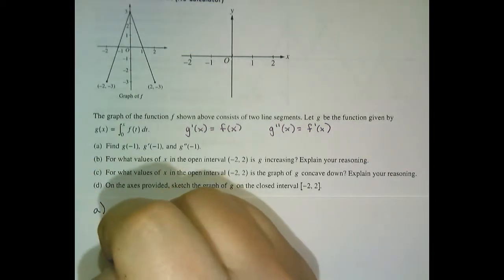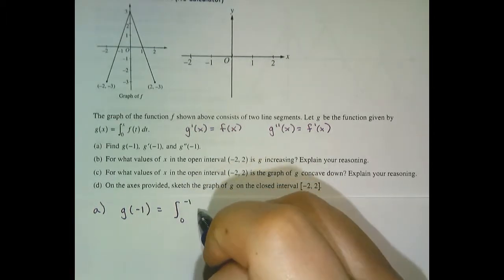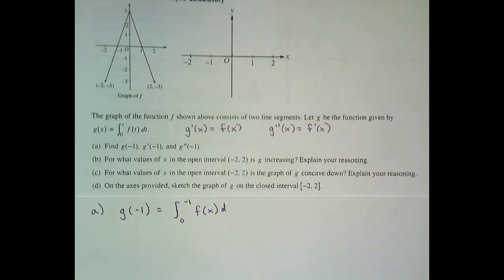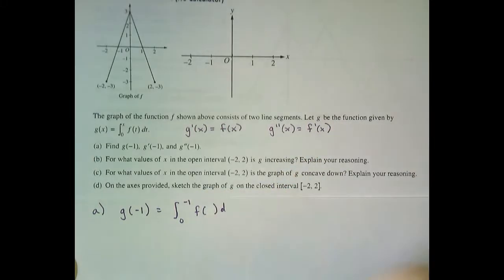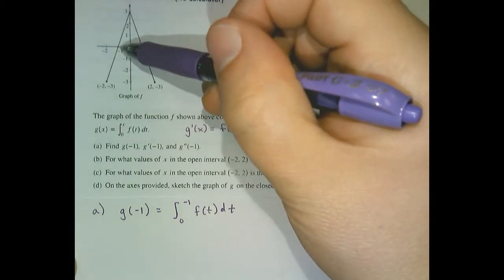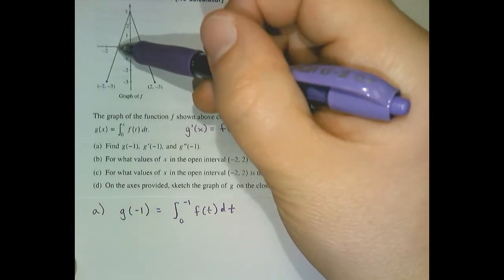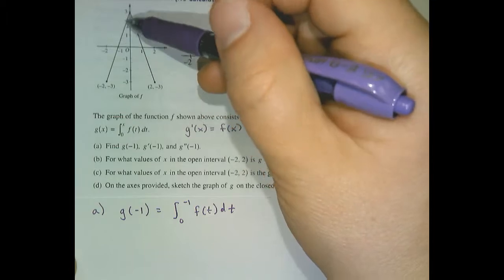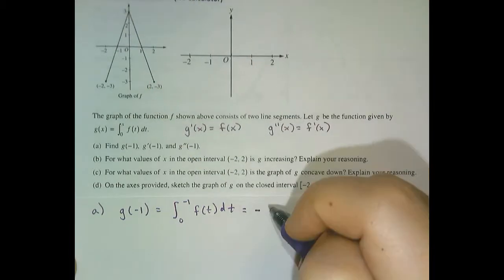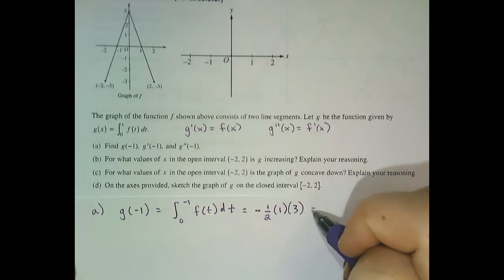In part A, they want us to evaluate g of -1, which is going to be the integral from 0 to -1 of the function. Let's be consistent with our notation, f of t dt. So when we look at the graph here, the area from 0 to -1 is the area of this triangle. We are working backwards and we are above the axis, so that is a negative accumulation. The negative accumulation of a triangle is 1/2 base times height, and that gives us an answer of -3/2.